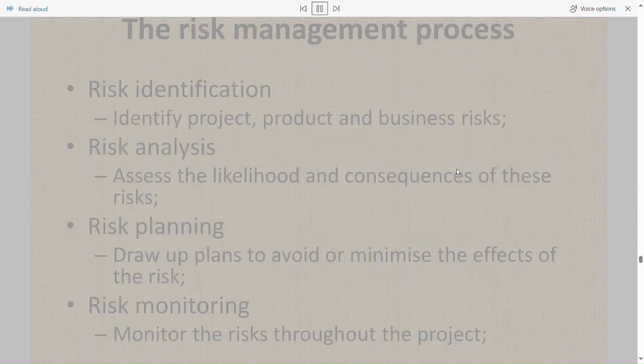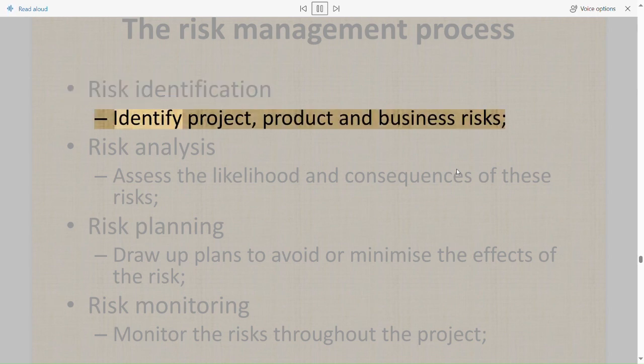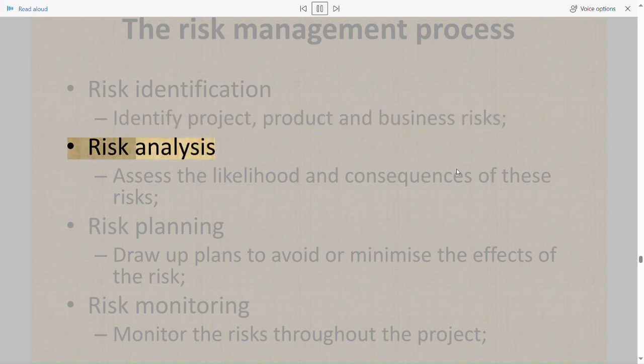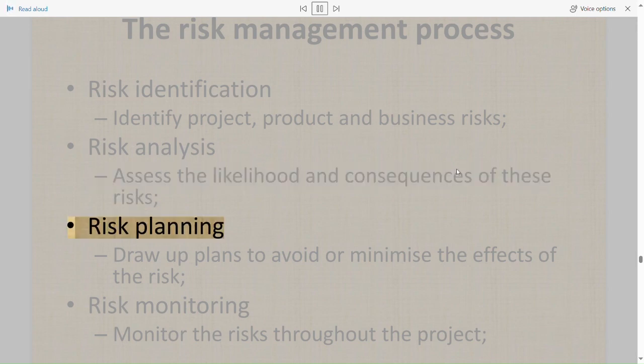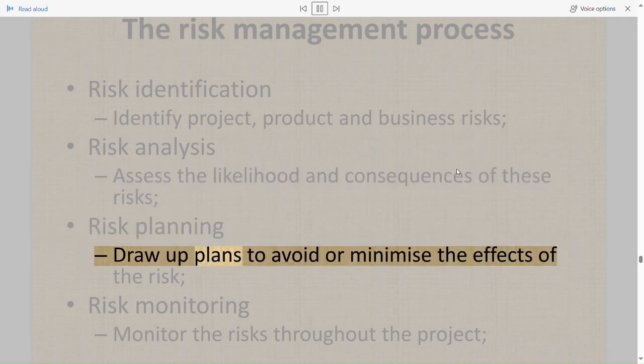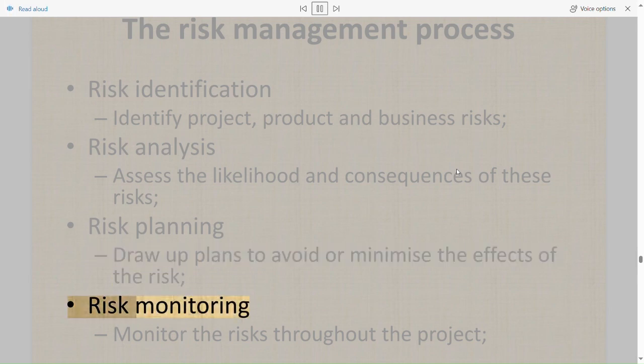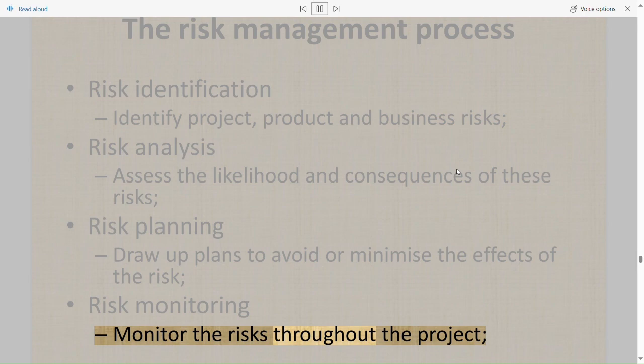The risk management process. Risk identification: identify project, product and business risks. Risk analysis: assess the likelihood and consequences of these risks. Risk planning: draw plans to avoid or minimize the effects of the risk. Risk monitoring: monitor the risks throughout the project.